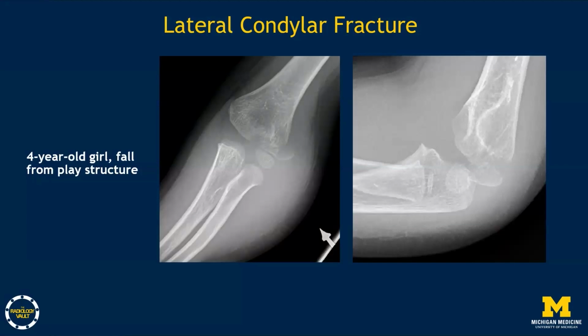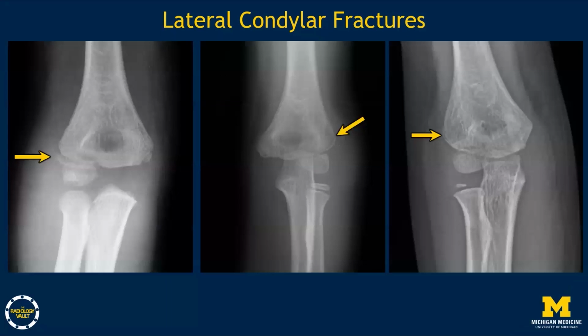This is a displaced lateral condylar fracture of the distal humerus. We see at least 3 or 4 millimeters of displacement and malalignment of the fracture, indicating that this fracture goes through the cartilaginous epiphysis and this child needs operative reduction and fixation. Note that the soft tissue swelling is predominantly lateral with a lateral condylar fracture.